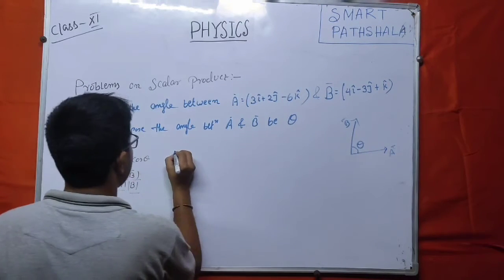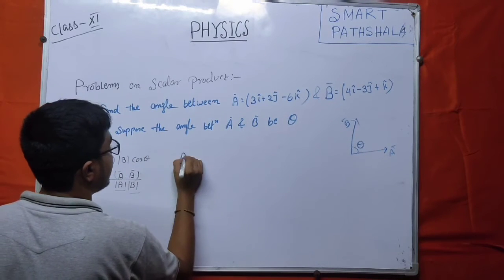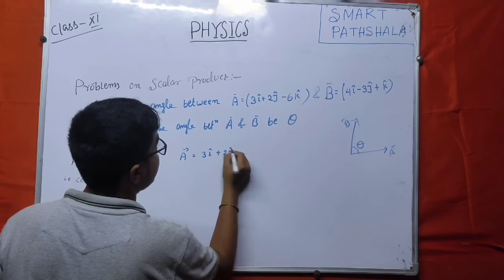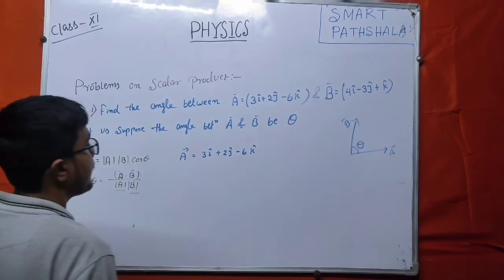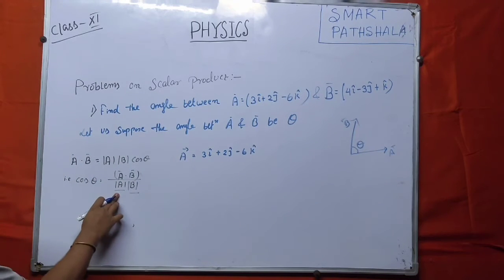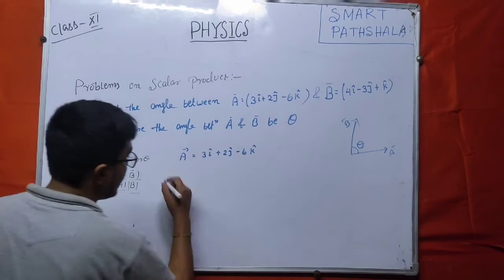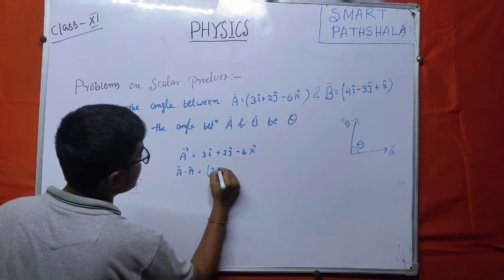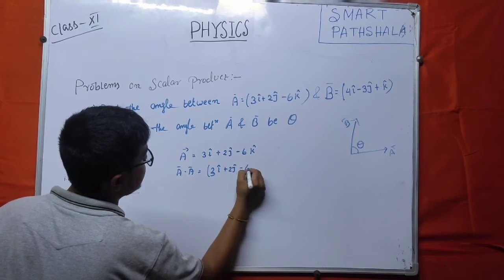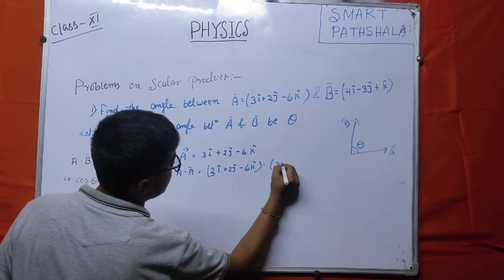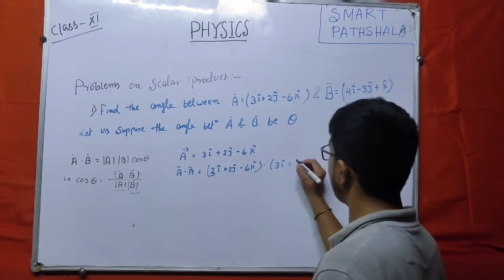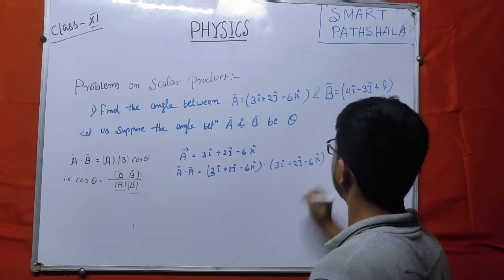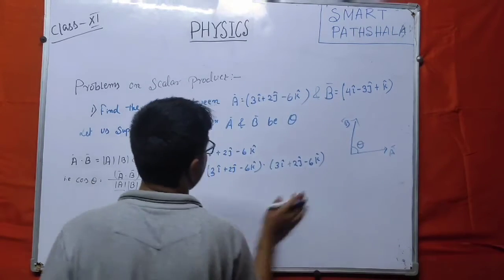Now, A vector equal to 3i cap plus 2j cap minus 6k cap. From this A vector, we have to determine the magnitude of A. What is the magnitude of A? Let us find A dot A. A dot A means 3i cap plus 2j cap minus 6k cap dot, again the A vector, 3i cap plus 2j cap minus 6k cap. Now simply multiply this.